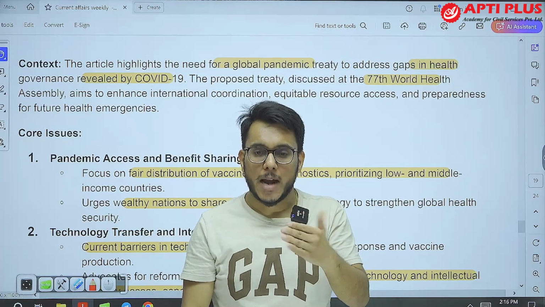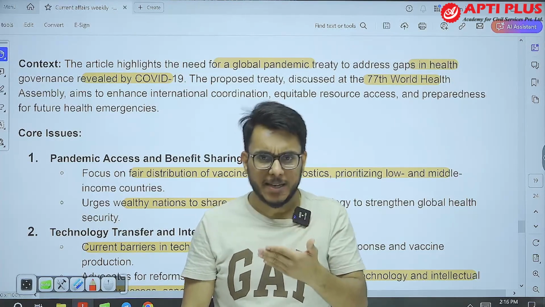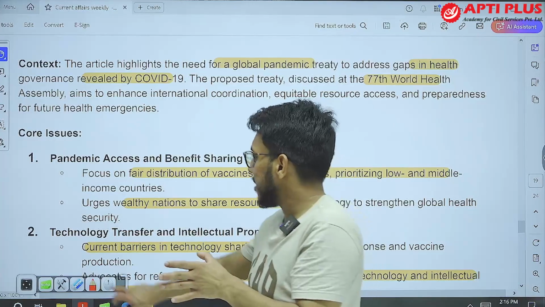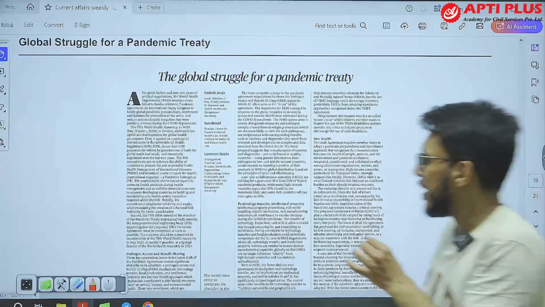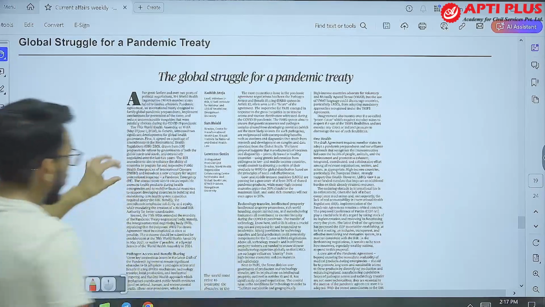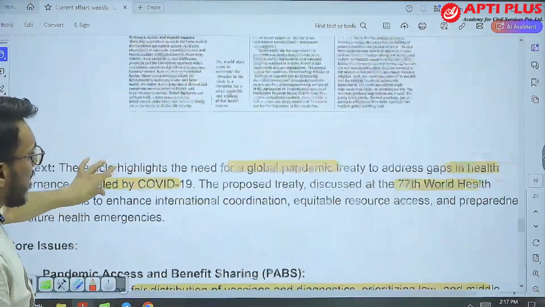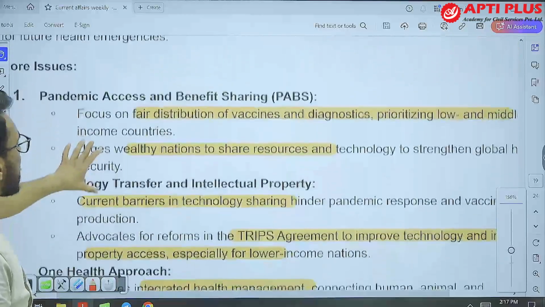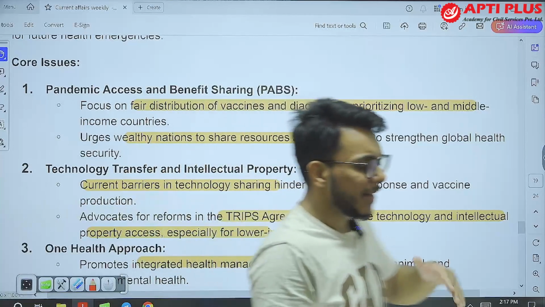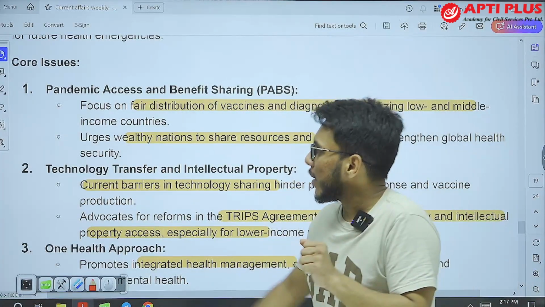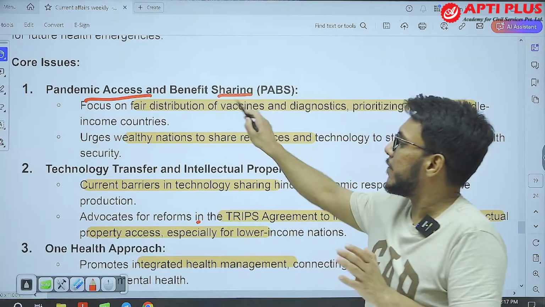Now, this global pandemic treaty is being negotiated. And now we see that the World Health Assembly has agreed to introduce a pandemic emergency treaty. Now we need to understand what this pandemic treaty is; beyond that, we need not go. So number one, this pandemic treaty talks about pandemic access and benefit sharing.